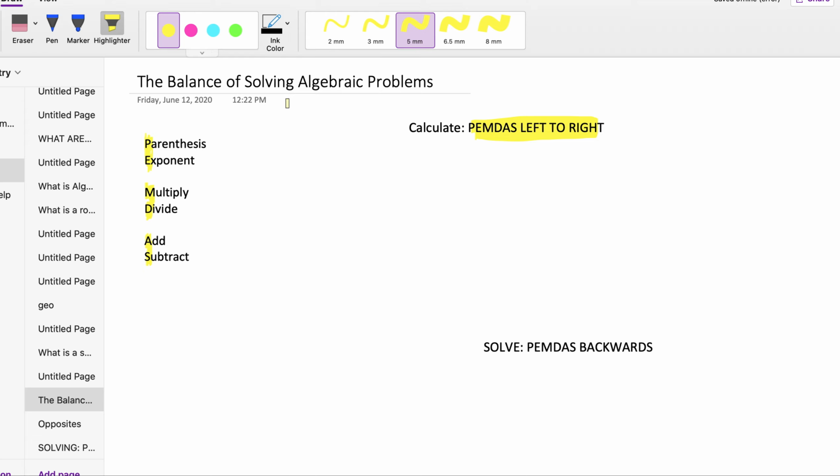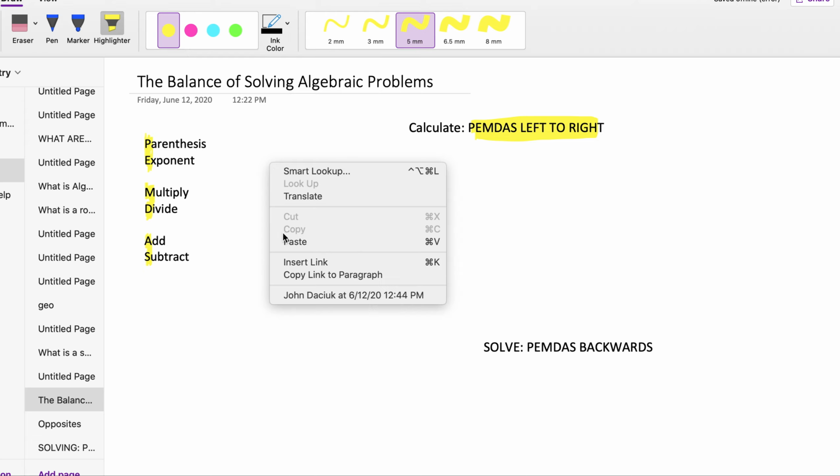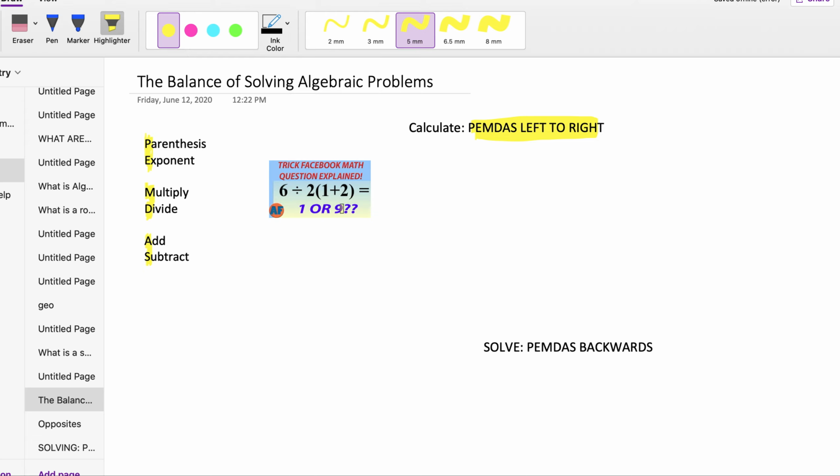One problem that we used to see on Facebook a lot is a PEMDAS problem. So if we take this problem and we don't follow an order, we can get two answers, either 1 or 9. So using the order we've just reviewed, we're going to look and see if there's any parentheses or exponents. And here there's a parentheses. So I'm going to do what's in the parentheses. 1 plus 2 is 3. Now I'll look to see if there is another parentheses or exponent, and there isn't.